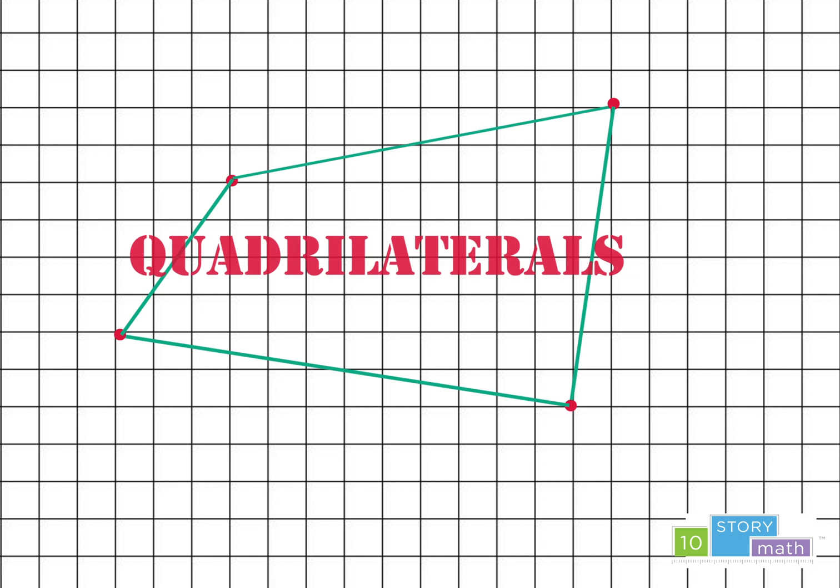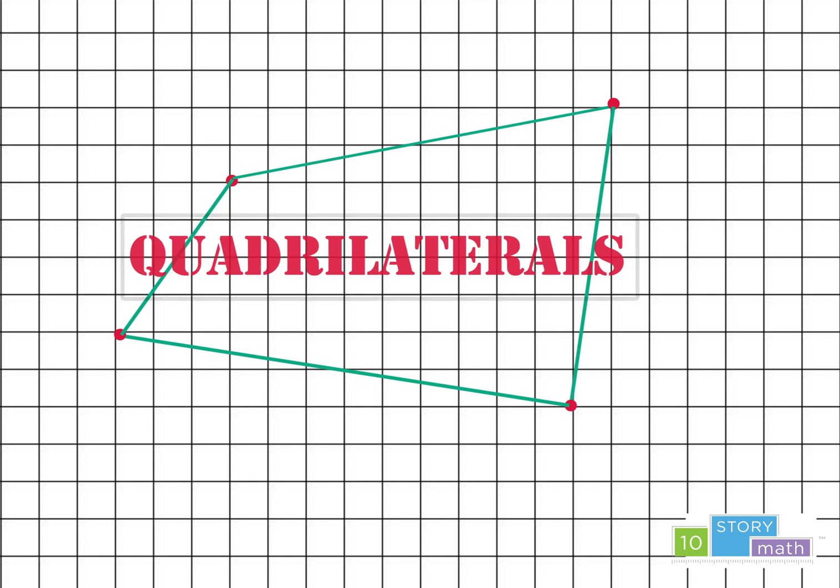This is Howie. In this video, we're going to connect points on this grid to form four-sided shapes called quadrilaterals. And then we'll discuss the similarities and differences between the many types of quadrilaterals.